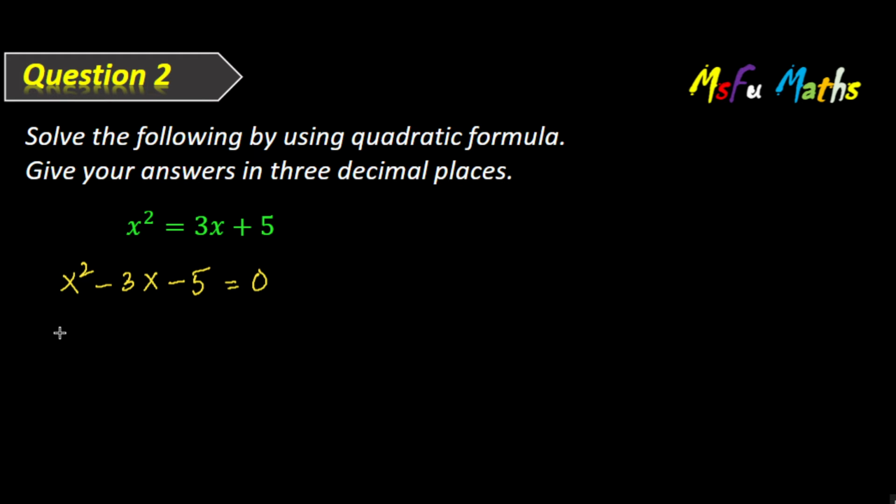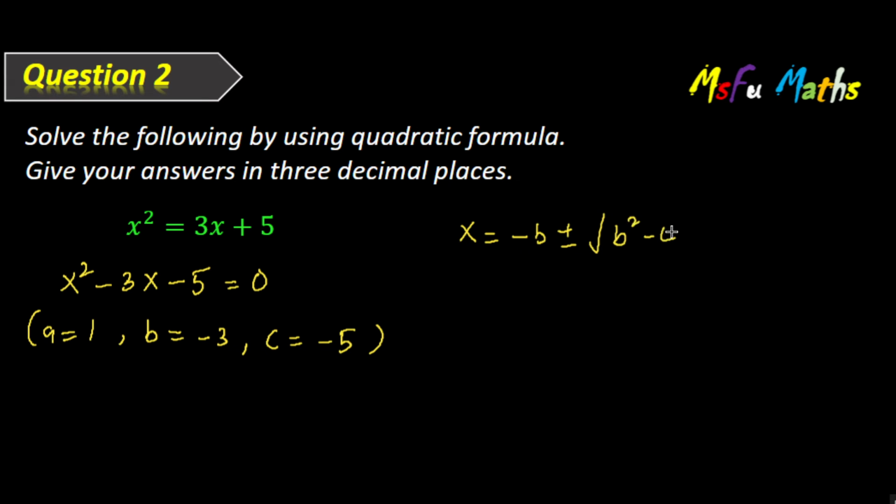From here, my A is, if you don't see any number here, it means the coefficient of x squared is 1. Your B is the coefficient of x, which is negative 3, and your C is the constant, which is negative 5. So that is your A, B, and C. Again, if possible, you memorize the formula. To find the value of x, we can use this formula: negative B plus minus the square root of B squared minus 4AC, over 2A.